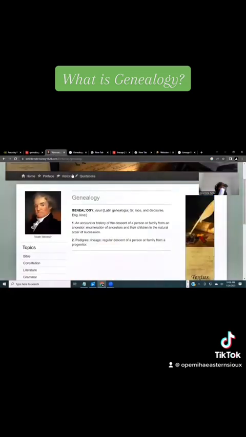All right, so next let's go to Webster's 1828 dictionary definition. So again, we got genealogy as a noun. It's telling you genealogia from Latin. Then we see the Greek, race, and discourse, English kind. So the first thing says an account or history of the descent of a person or family from an ancestor. Enumeration of ancestors and their children in the natural order of succession. Number two, it says pedigree, lineage, regular descent of a person or family from a progenitor. And then we'll get into later what the word progenitor means. We'll look that up as well. So again, this is Webster's 1828 definition of the word genealogy.